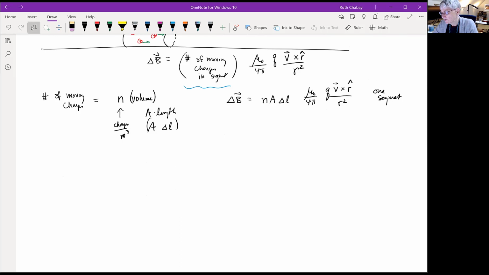And now we can play a little game here with vectors and directions. We can write the speed of the moving charge, which is in the direction the charges are moving, and the magnitude is the average drift speed. So we can just factor it into the magnitude of V times the direction that the charges are moving.